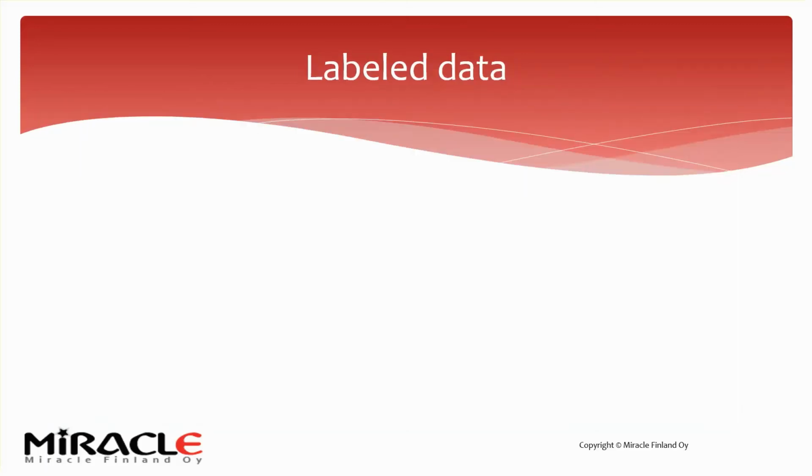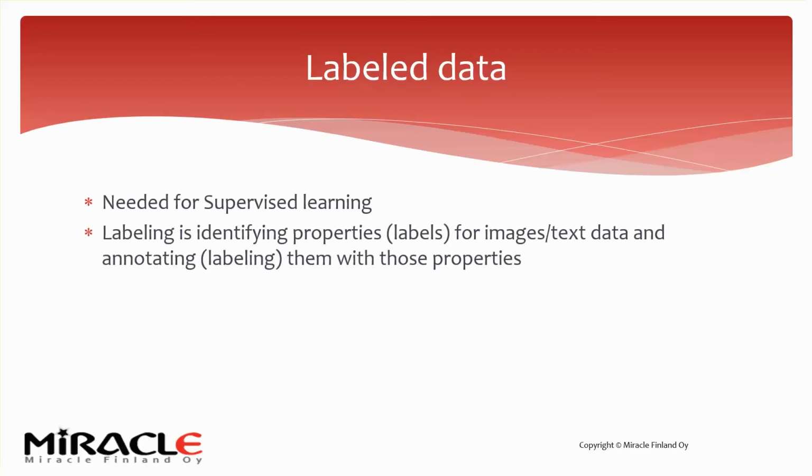Why on earth do we want to label data? Because labeled data is needed in supervised learning. You can't train and test the model if you don't have labeled data. And labeling images, documents, and those complex objects can be a little bit difficult. So labeling is identifying properties, labels, for images or text, and annotating or labeling them with those properties. You can have a single label or you can have multiple labels.